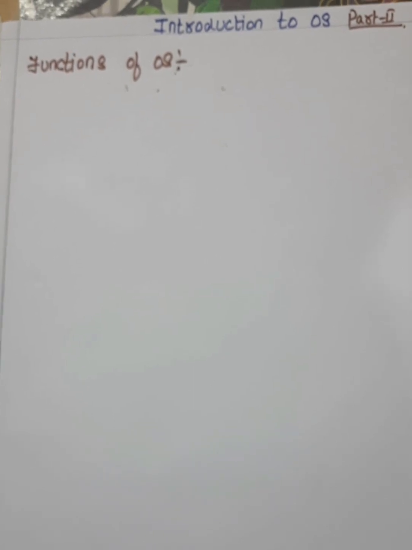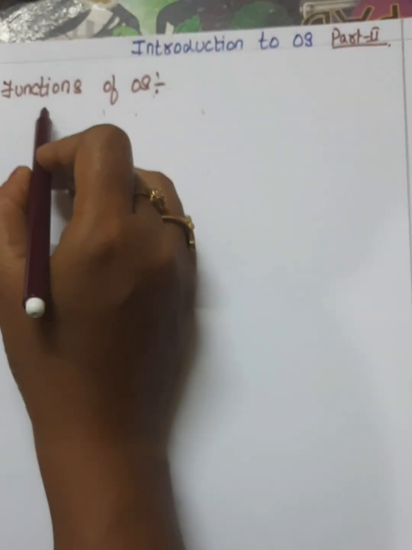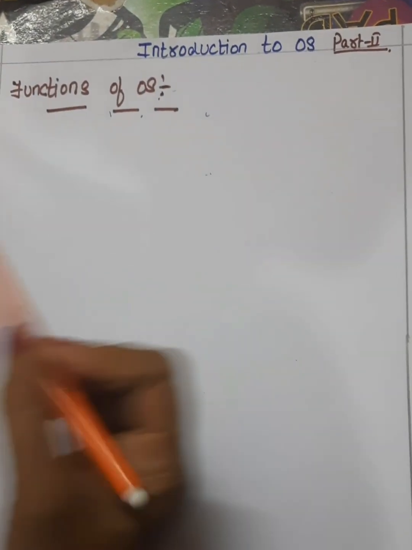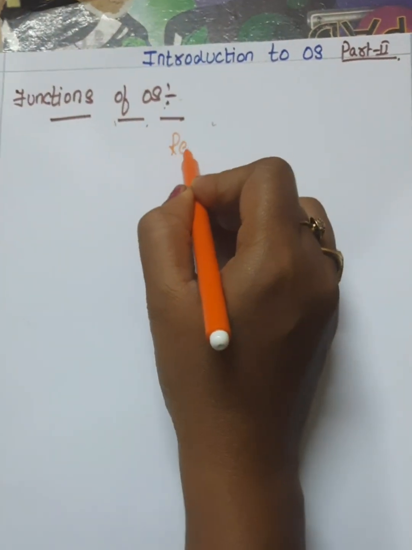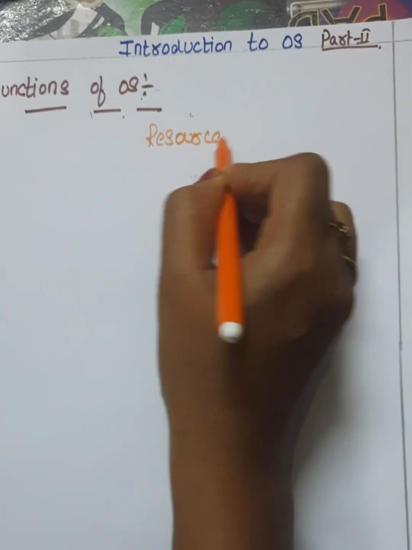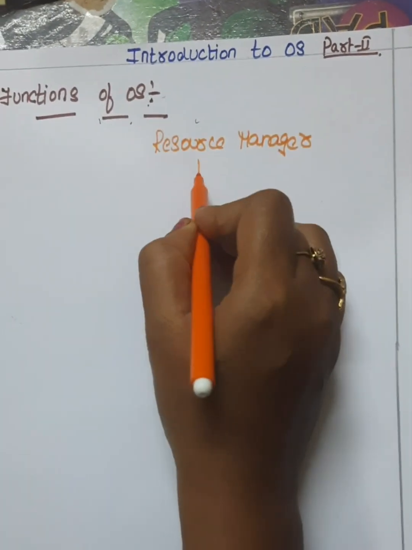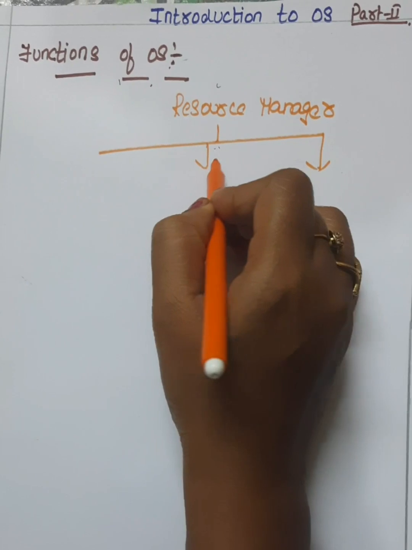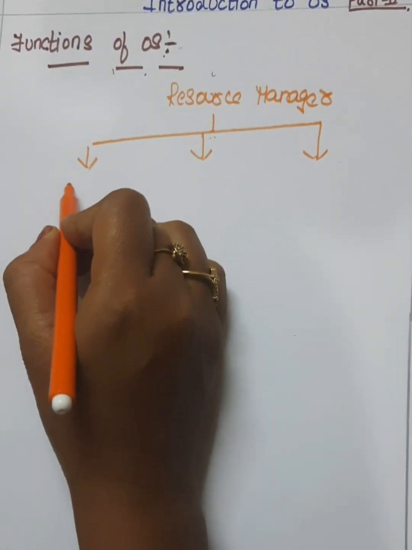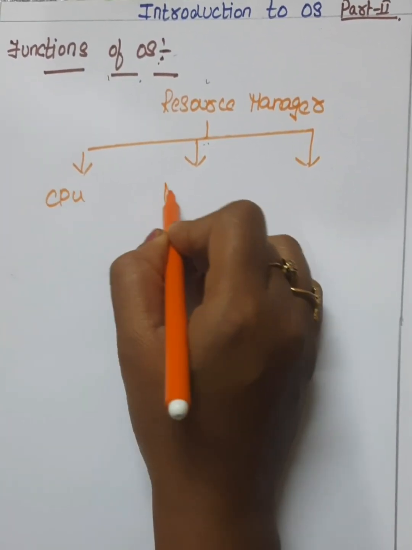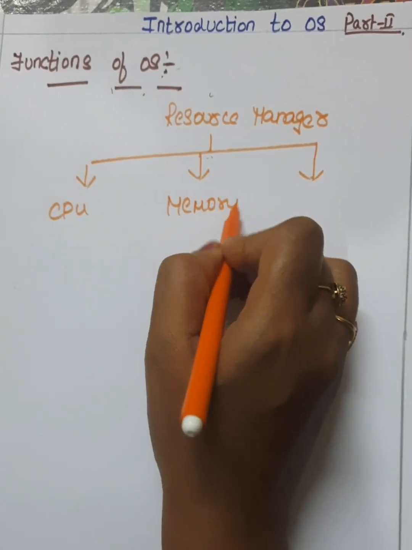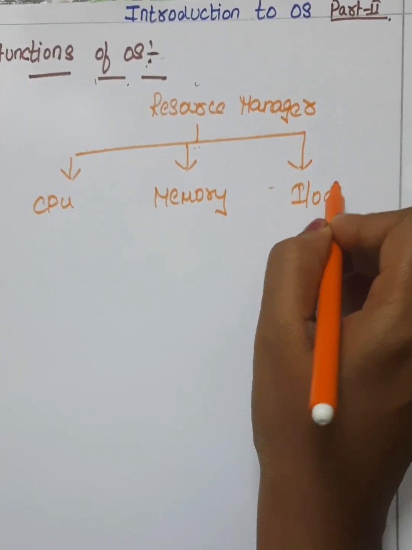Now let us deal with part 2, introduction to OS. Let us deal with the functions of operating system. So see here, in today's topic, functions of OS, there are different types. One is resource manager, and this resource manager has three different types. One is CPU, second one is memory, and the third one is I/O devices.